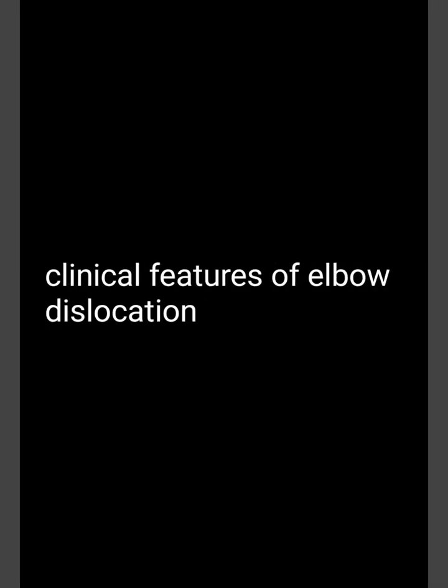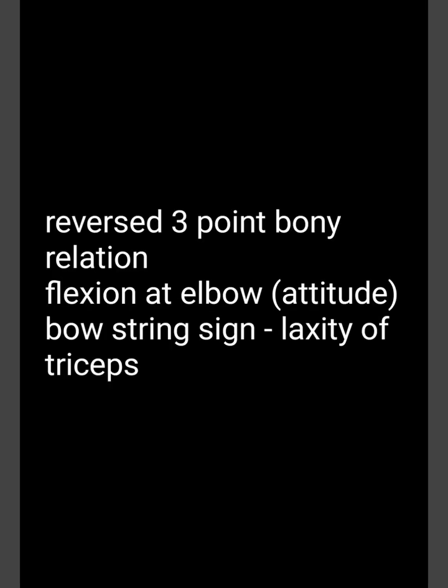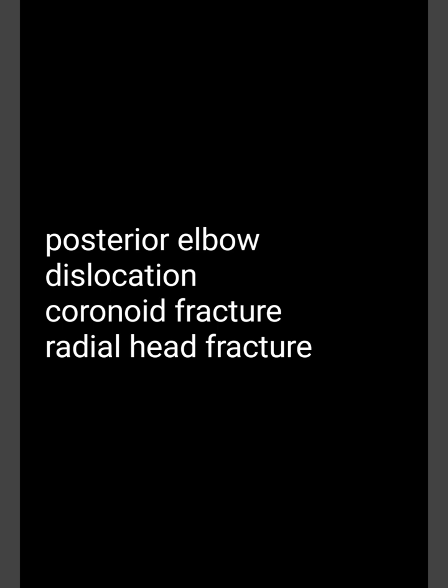Clinical features of elbow dislocation: reversed 3-point bony relation, flexion at elbow attitude, bow-string sign, laxity of triceps. Terrible triad of elbow: posterior elbow dislocation, coronoid fracture, radial head fracture. Pulled elbow, nursemaid's elbow: radial head pulled out of annular ligament.